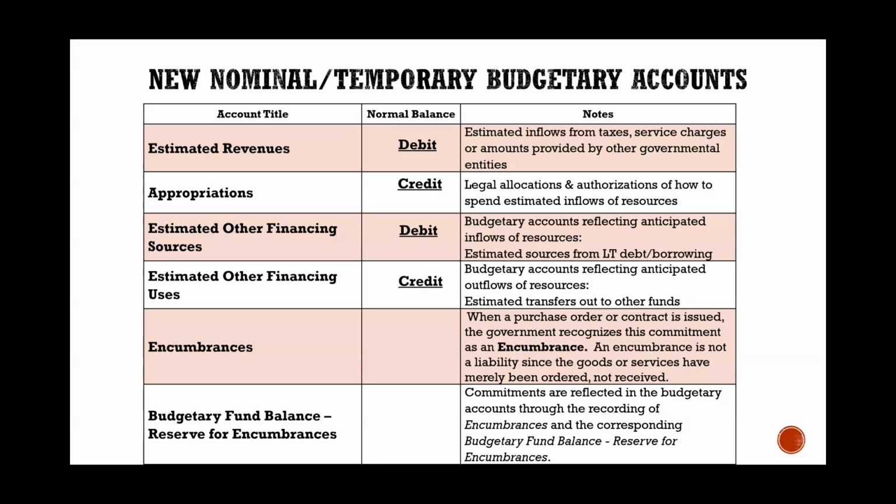We'll talk about it in more detail later. It's a little bit confusing. I think it's probably one of the more confusing journal entries we make in this class, but if you understand what an encumbrance is doing, it makes it easier to make that journal entry.